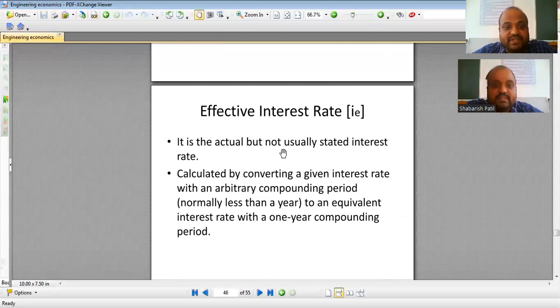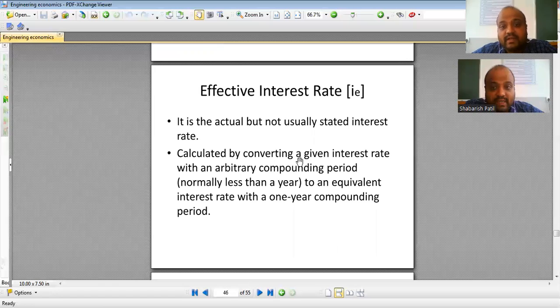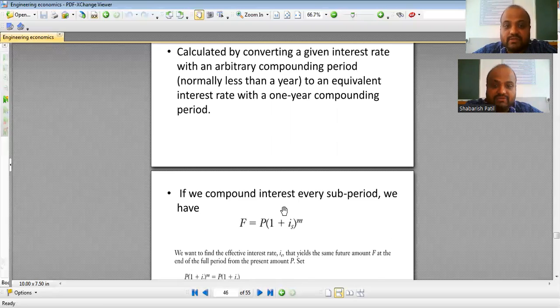Next, effective interest rate. It is the actual rate but not usually stated in the interest statements. It is not being stated, but it is the actual interest which is being applied. It is calculated by converting a given interest rate with an arbitrary compounding period to an equivalent interest rate with a 1 year compounding period. Let us go for the derivation of this.